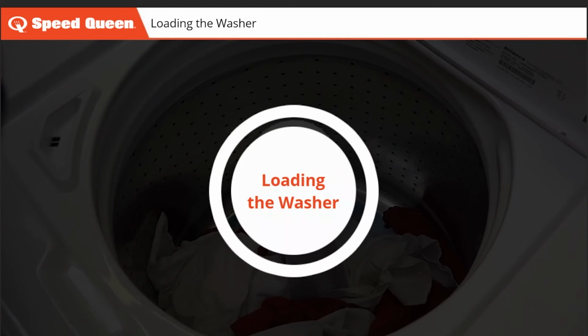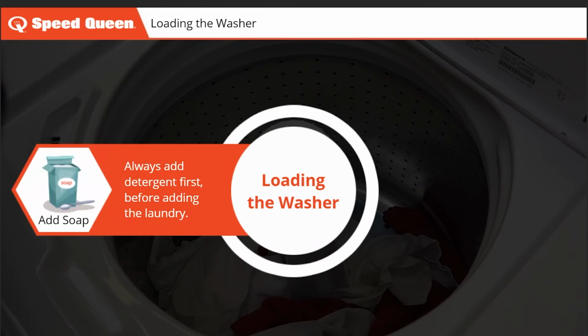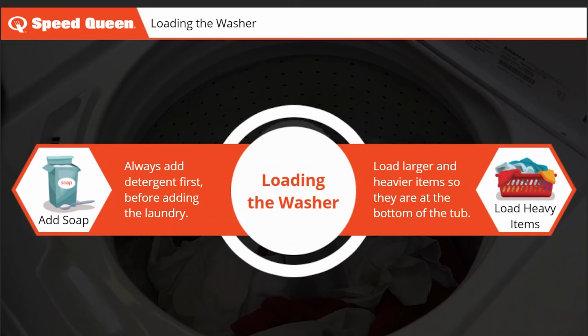Tell consumers to measure and add the detergent first. It's best to use low sudsing, high efficiency or HE detergent. The consumer should follow the instructions on the detergent package. They should load larger and heavier items first, so they are at the bottom of the tub.